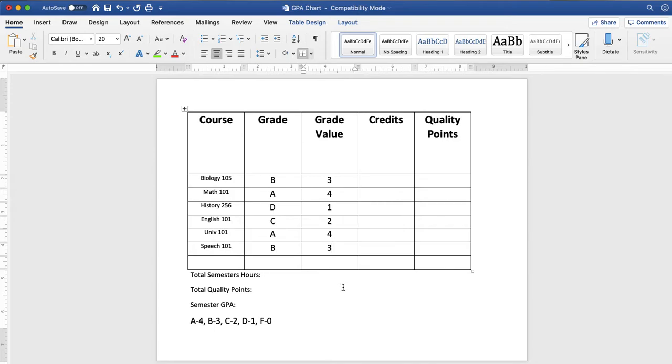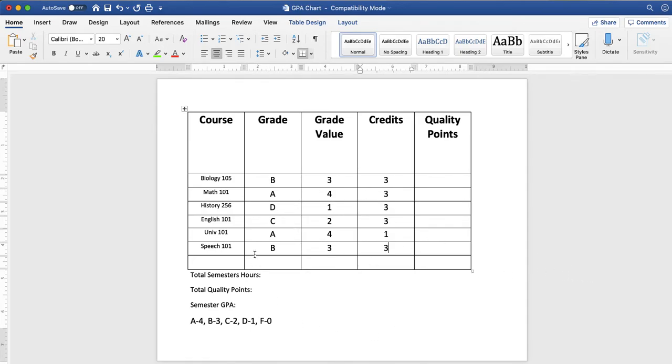You then have to know how many credit hours the courses you're taking are worth. If you're not sure, you can look at your schedule in Banner. If you go to your Concise Student Schedule, it will tell you how many credit hours the courses you're taking are worth. So Biology 105 is worth 3 credits, Math 101 is 3, History is 3, English is 3, University Prep is 1, and Speech is 3, okay?